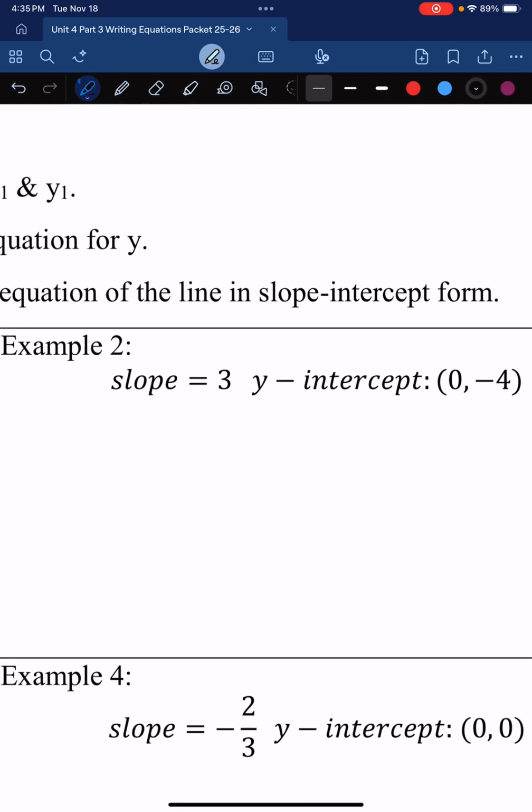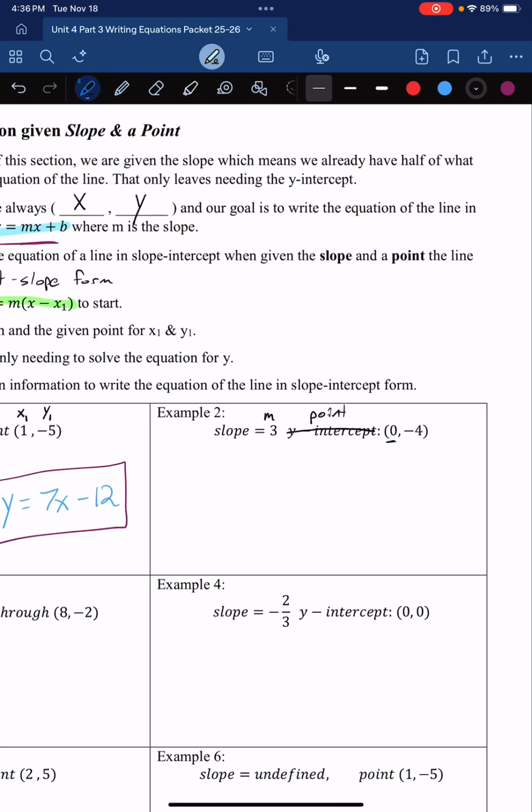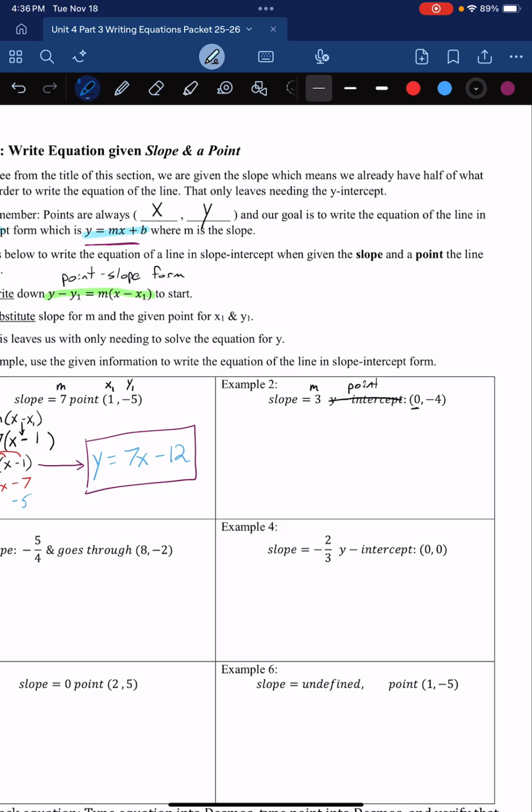Now on this one, right away, I'm told that the point given to me is my y-intercept, even if this was just labeled as point, right? I would still know, or hopefully I would know, that this is a y-intercept because this x value right here is 0. And so any point where the x value is 0, that is a y-intercept. It's where it's crossing the y-axis. So again, I have my slope.